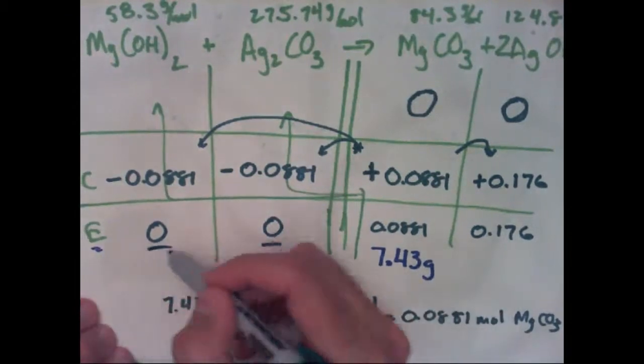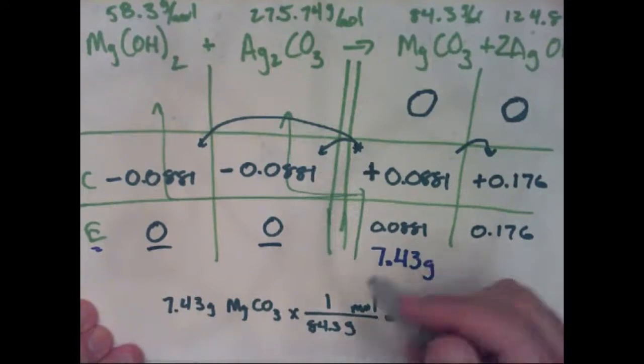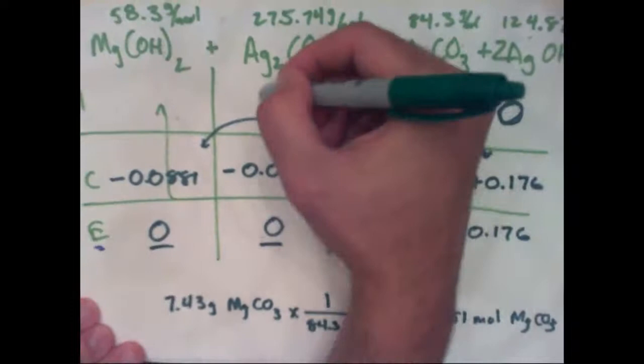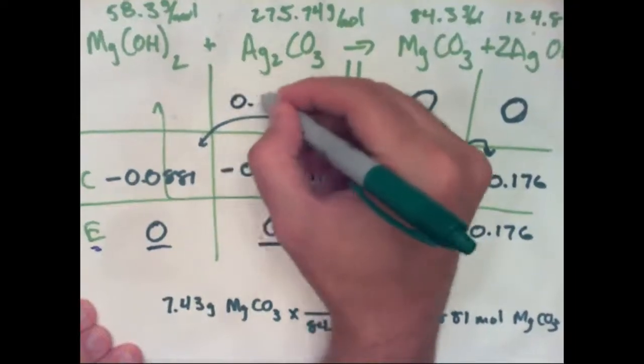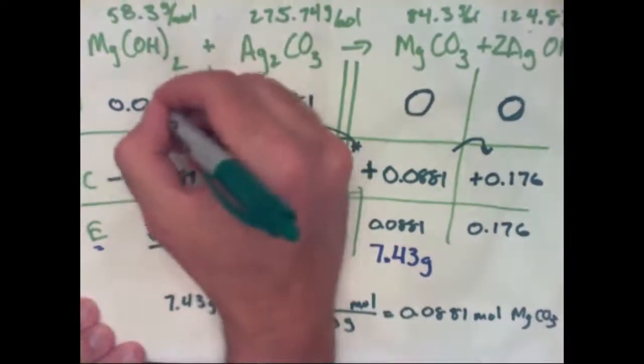So this is another reason why this ICE chart becomes easier. So now how much do we have up here initially? Well, the only way to get to 0 is to start with 0.0881 moles. The only way, again, to get to 0 here is to start with 0.881 moles.